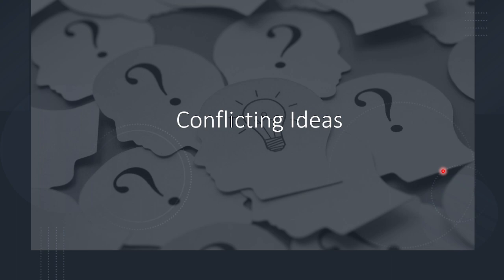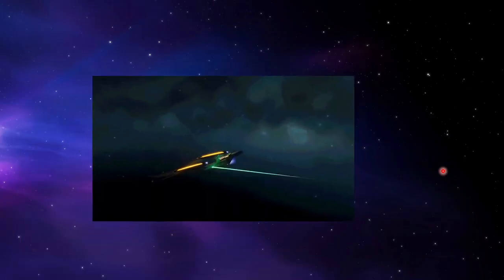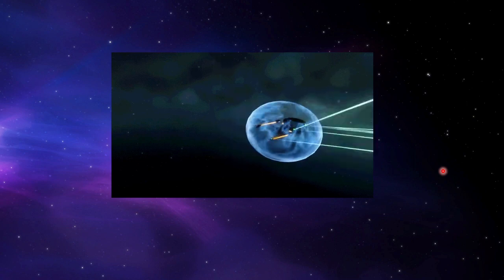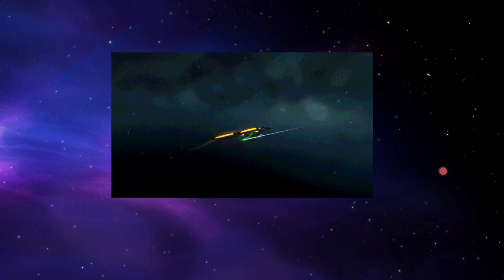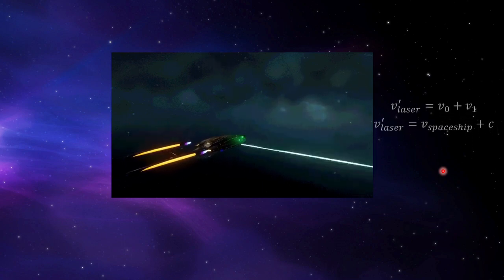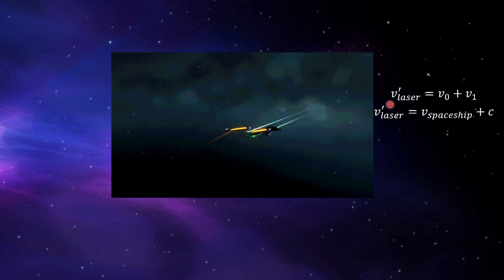Now, these are conflicting ideas. Take note that, for example, if we have this spaceship moving in outer space, this is a vacuum. Or let's just assume that this is a vacuum. Now, the velocity of the laser for an observer that is outside is the sum of the velocity of the spaceship here and the velocity of the laser itself.